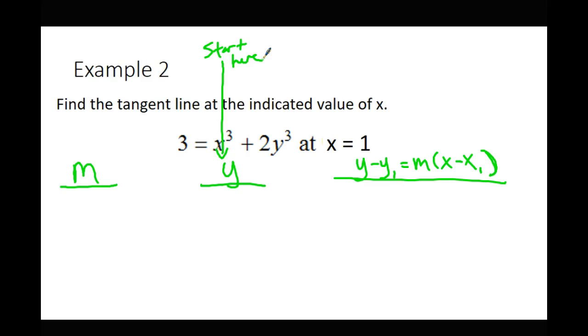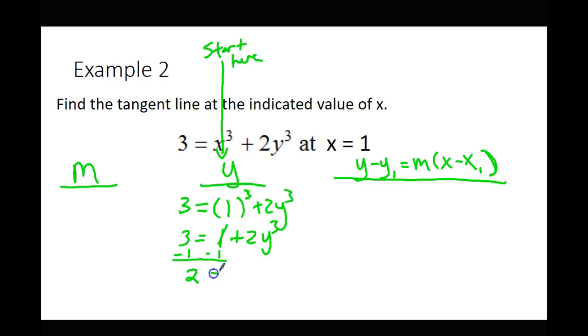Then we'll come back to this and do our slope. So let's find our y value. It's going to be 3 equals x. What's the x value? 1 plus 2y cubed. All right, 1 cubed is 1. Subtract 1 on both sides. Divide. And what does y equal? 1. So we have our y value. x is 1, y is 1.